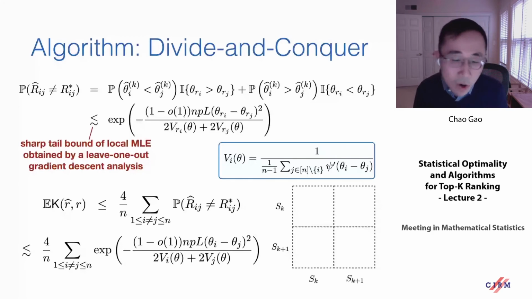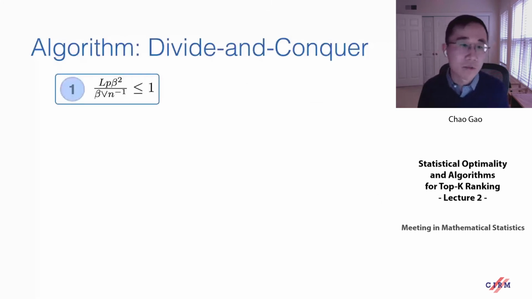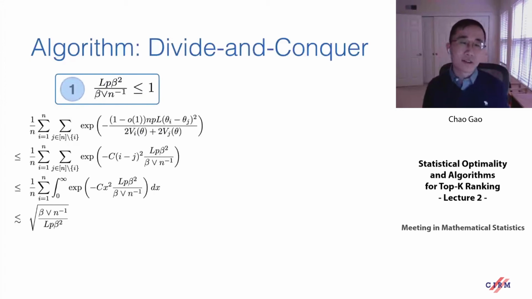Now, we only need to rearrange this sum, right? So we have two regimes. The first regime is when the signal-to-noise ratio is below one. In this regime, we are supposed to get the polynomial rate, and this is how you can prove that. It's a very straightforward rearrangement.